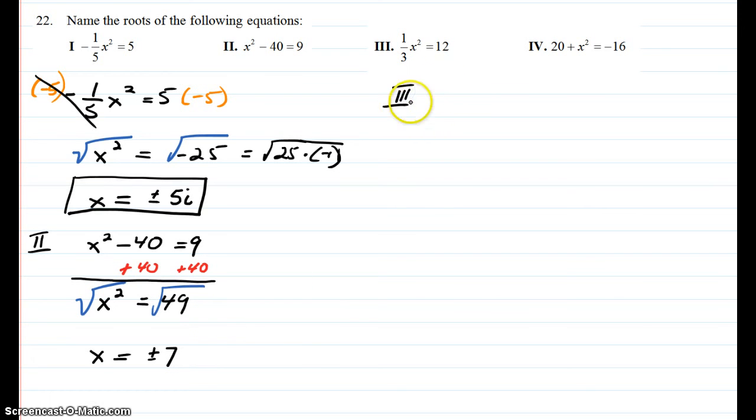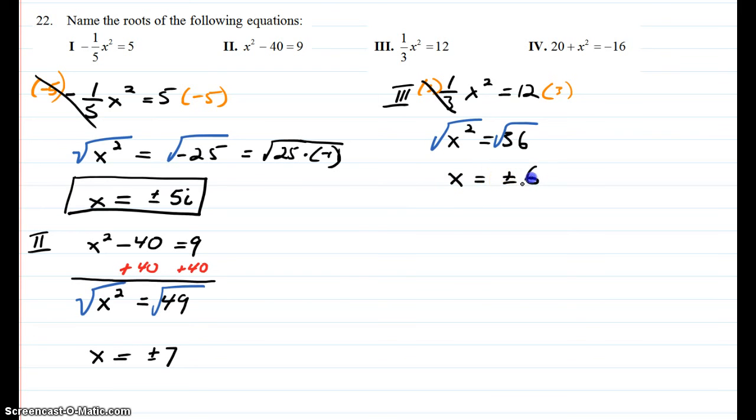Alright, the third one, we have 1/3 x squared equals 12. Like before, we're going to get rid of the fraction by multiplying both sides by 3. And so they cancel out, and I get x squared equals 36. Now square root both sides. And we have x equals plus or minus 6.